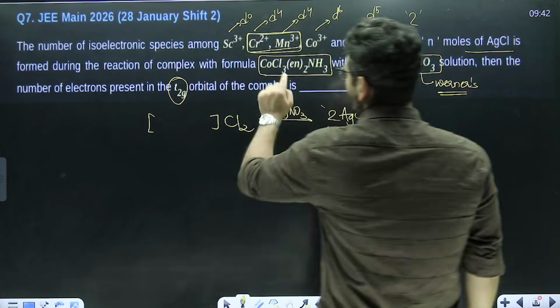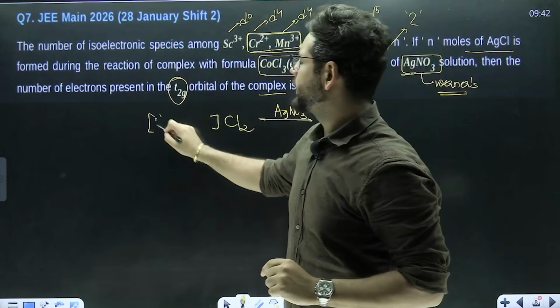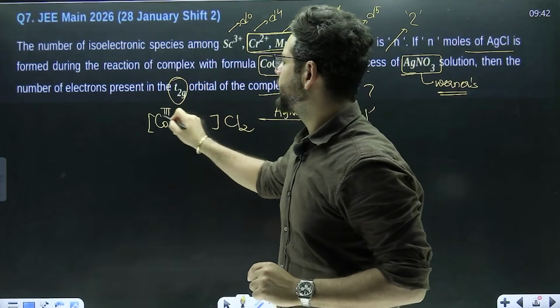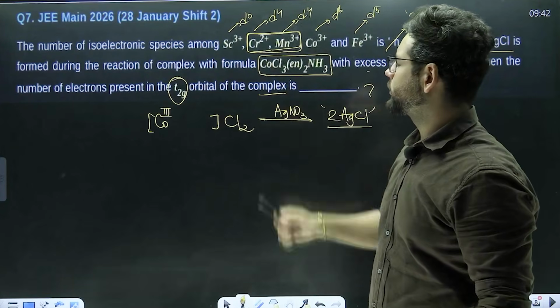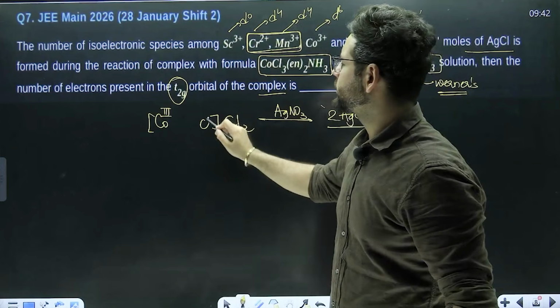Now, we know cobalt plus 3, whenever it is present, its coordination number has to be 6. So, out of the 3 chlorides, 2 chlorides are outside, 1 chloride must be inside.